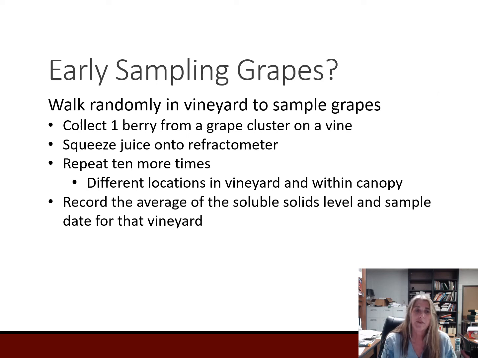Early sampling of grapes. So what do you want to do when you are sampling grapes? You want to walk randomly in a vineyard to sample the grapes. You want to collect 1 berry from a grape cluster on a vine, squeeze some juice on the refractometer, and take a measurement, and then repeat that 10 or more times at different locations in the vineyard and from berries within different parts of the canopy. You want to record the average of the soluble solids level and sample date for that vineyard or that block. And different blocks can have different chemistries, so you want to make sure that you're within the same block.